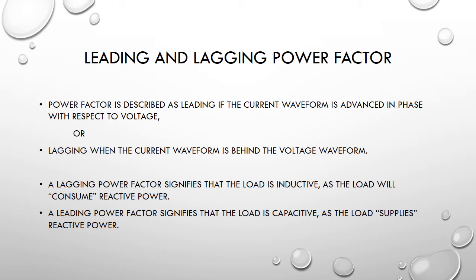These types of loads may include things like fluorescent lamps. They include things like inductive motors. So a lagging power factor signifies that the load is inductive. Anything that has an inductor, like the fluorescent lamps and the inductive motors, consumes reactive power. Therefore the power factor that is produced there is called lagging power factor.